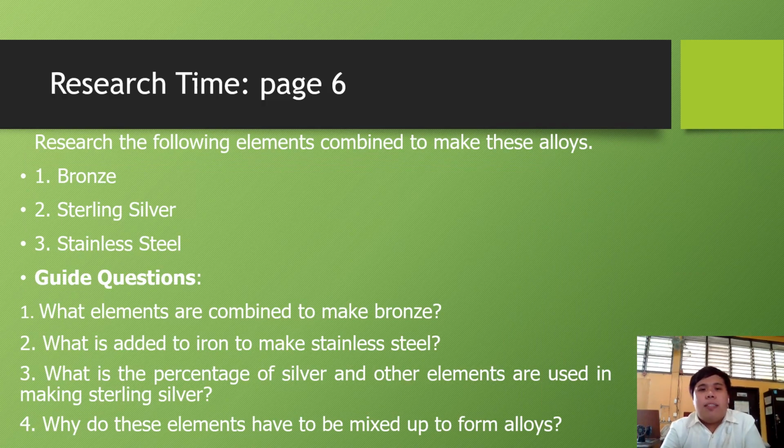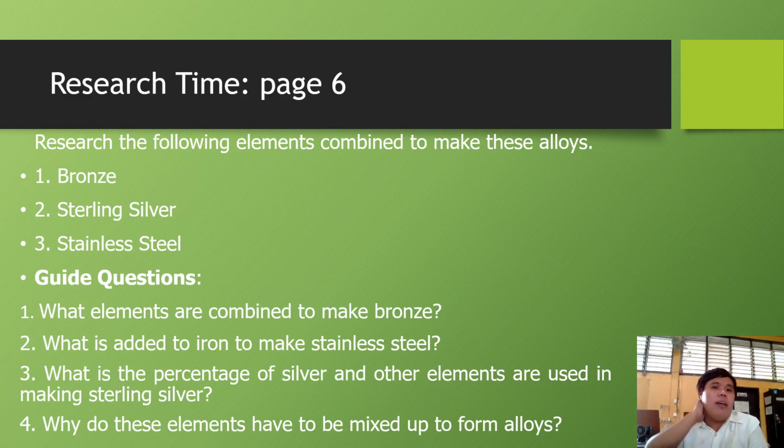Research time, page 6. Research the following elements combined to make these alloys. Say alloys, a combination of metals. Number 1, bronze. Number 2, sterling silver. Number 3, stainless steel. Guide questions. You have to answer this also.